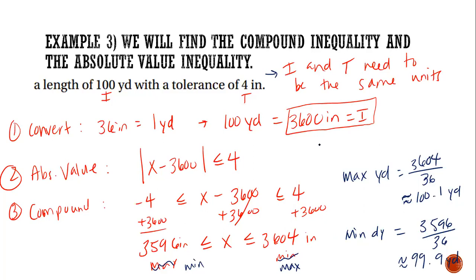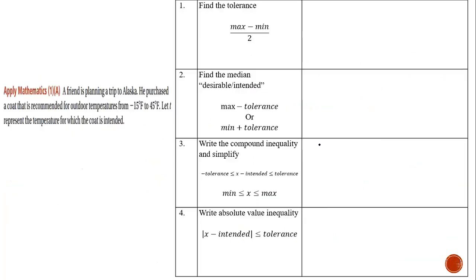No questions? Okay, that's good. Yay. All right. This problem, we're going to go backwards. So now you're given your max and min, and you're going to find your tolerance and your intendant. So we're going backwards now. The first thing we're going to do is find the tolerance.